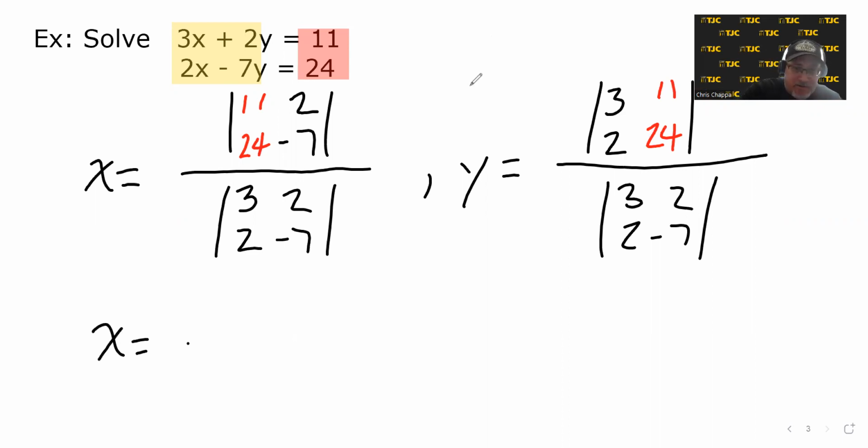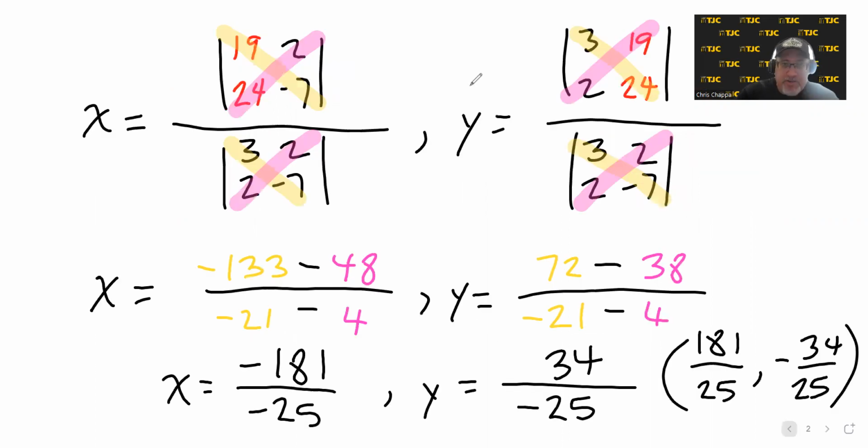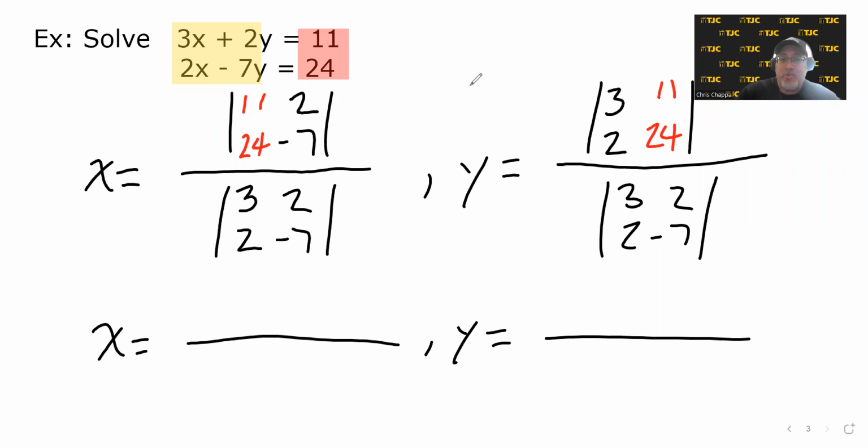All right. Now I'm going to work these like I would normally work them. Back here, we did all the yellow products first and all the pink products second. I will switch back and forth between yellow and pink just because I want to be consistent. All right, starting with the numerator of the x. 11 times negative 7 is negative 77. And then the other diagonal product, 2 times 24, that's 48.